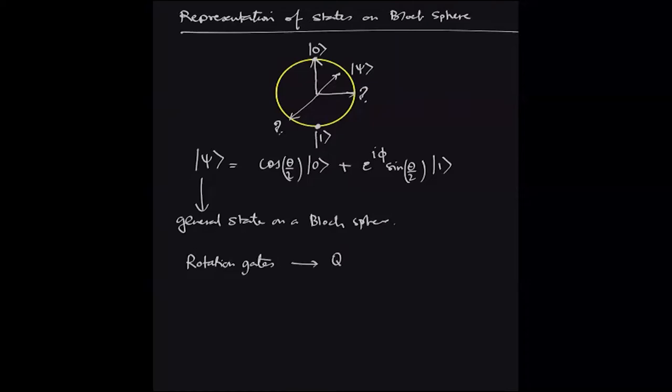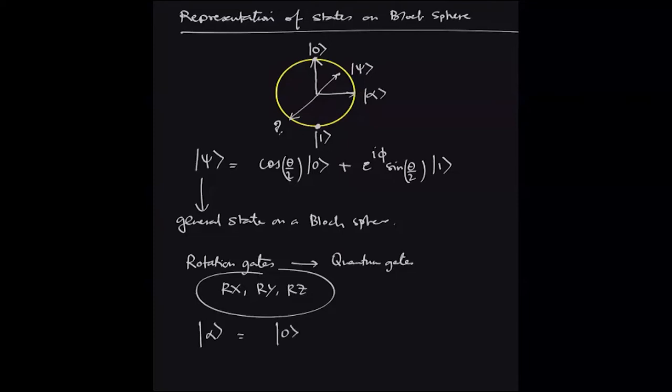These are also quantum gates, and these are known as Rx, Ry, Rz, depending on about which axis we are rotating. So for example, this state here, let's write this as alpha. Alpha is given by, you can convince yourself, this is left as an exercise, 0 by root two plus i by root two, 1.